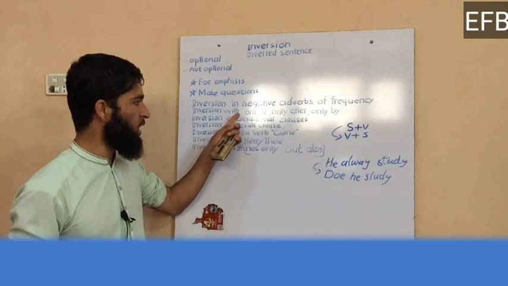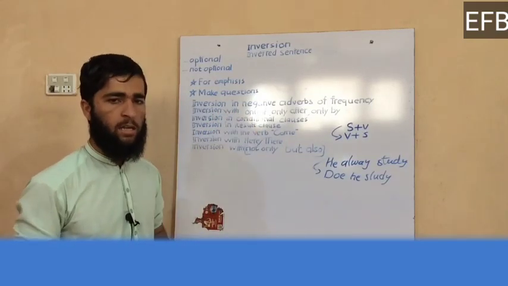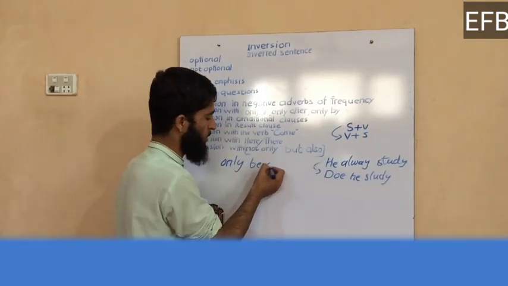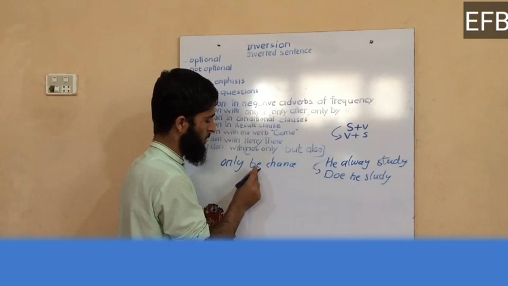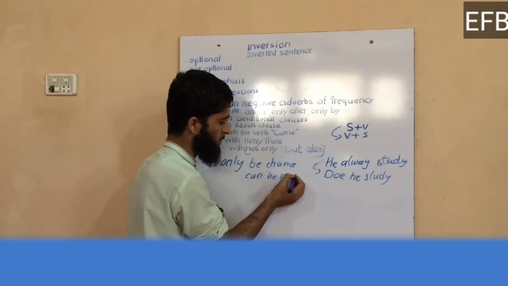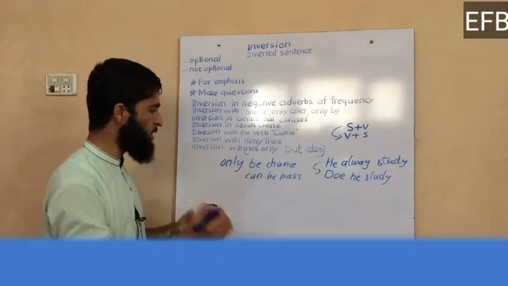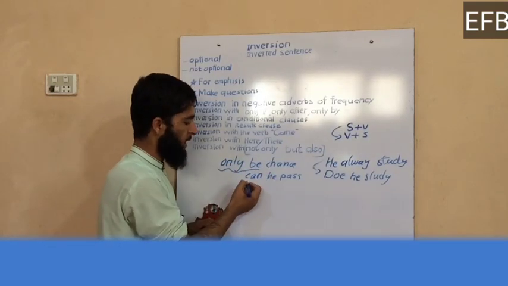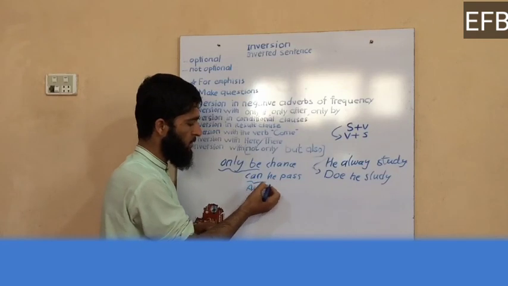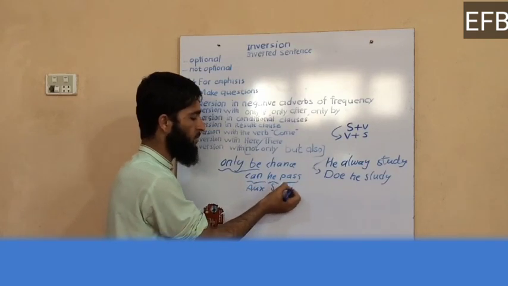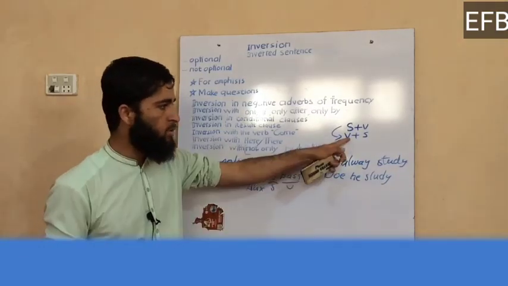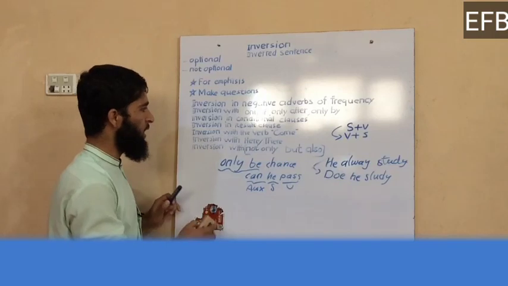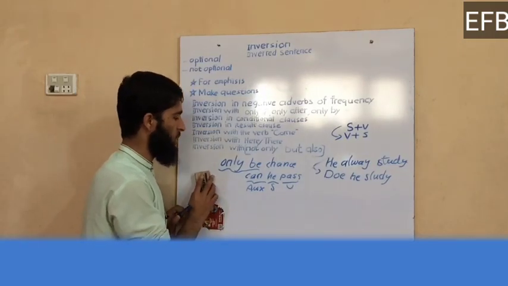We use inversion with only if, only by, and only after. For example, in this sentence, again, first we have only by at the beginning, then we have can, the auxiliary verb, then we have the subject, and then the verb. So the same structure is followed, verb plus subject. Keep in mind that.